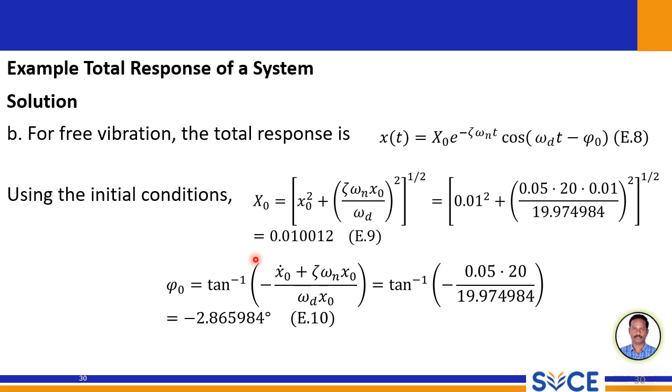Let me calculate x naught. We used the initial conditions and formula. We got x naught as 0.01. Similarly, using the initial conditions and substituting, we get the phase angle for the free vibration condition as minus 0.286 degree. So in this solution, for the free vibration response, by using the initial conditions, we got the amplitude and the phase angle. This is the complete solution for the given scenario.